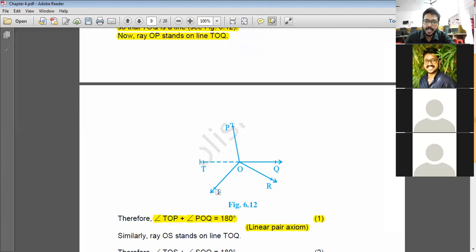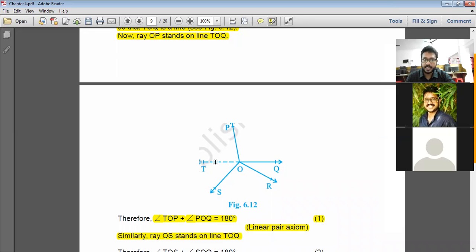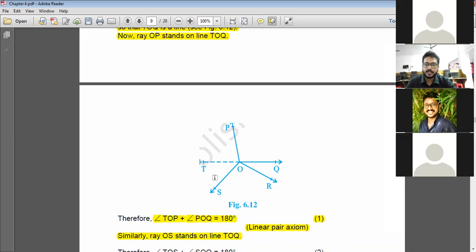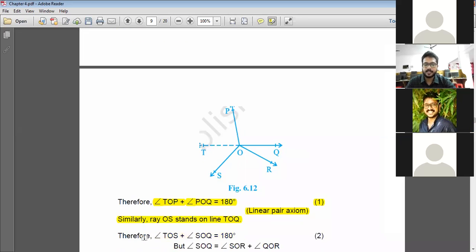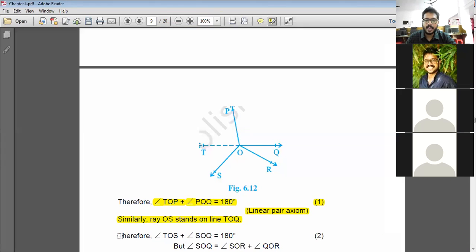Similarly, look at ray OS. Ray OS is also standing on the line TOQ. So again, what can we write? It is a linear pair. Using linear pair axiom, we can write angle TOS plus angle SOQ is equal to 180 degrees, and we are calling it equation 2.